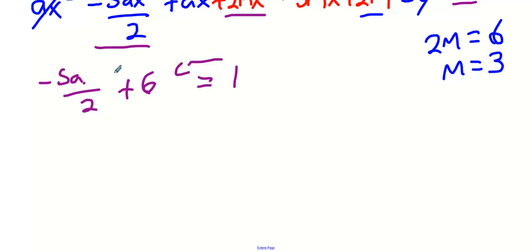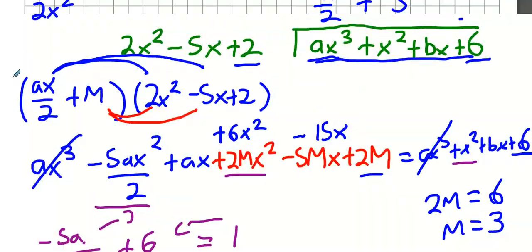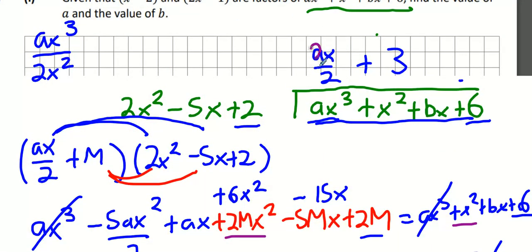Bring the 1 to the other side, and we get 5a over 2 equals what? 6 take away 1, 5. 2 times 5, 10. 10a divided by 2. a equals 2. Is that right? a equals 2. And lads, what's 2 divided by 2? 1. So the answer to that is simply x plus 3.